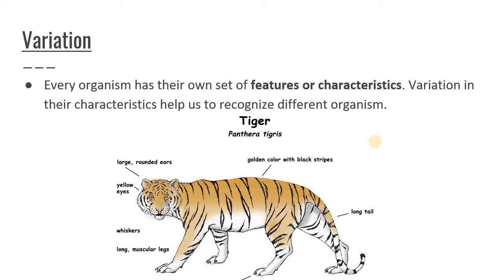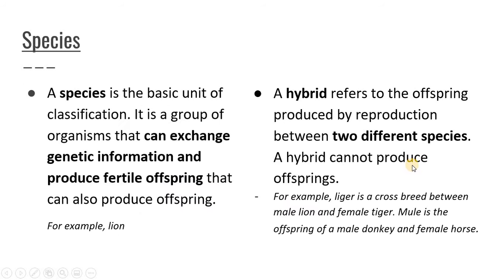So in our previous chapter, we were talking about species. Every organism has its own set of features or characteristics. Variation in these characteristics helps us to recognize different organisms, right? With different sets of features or characteristics, we can tell whether this is a tiger or a lion. So again, a species is the basic unit of classification.